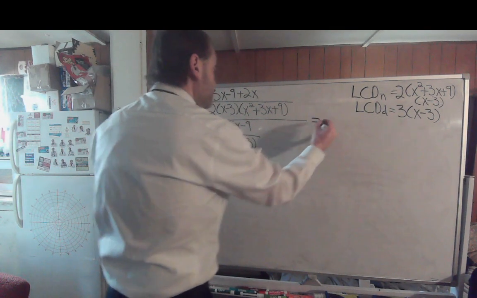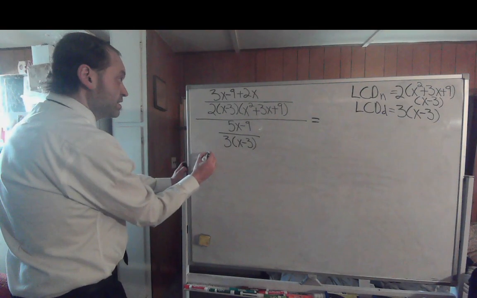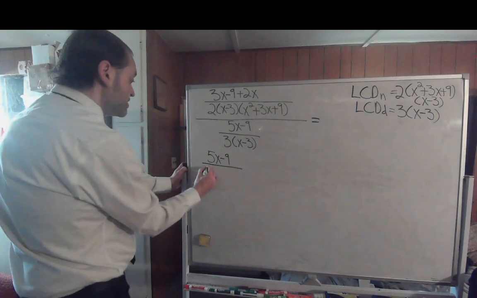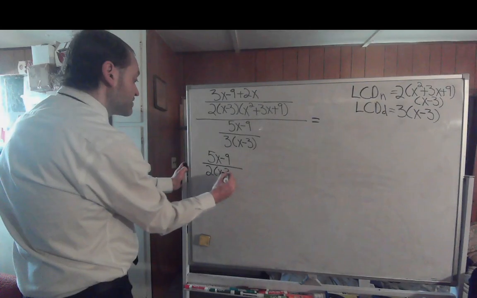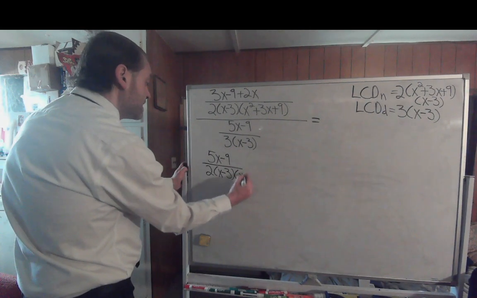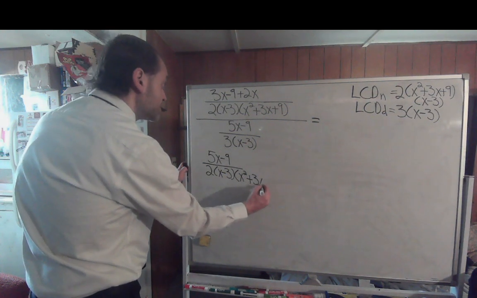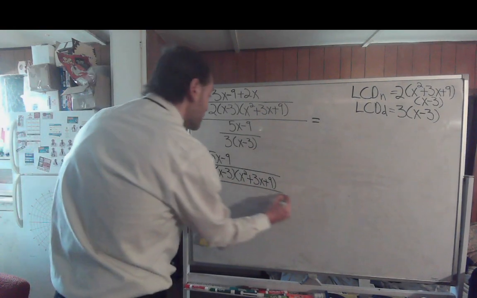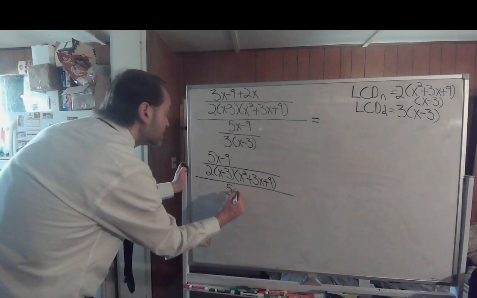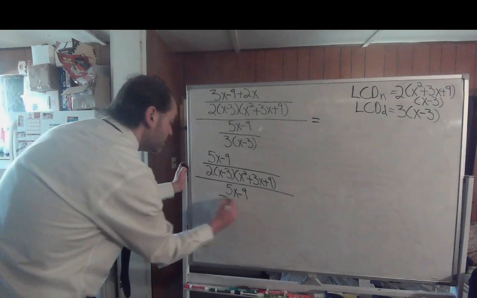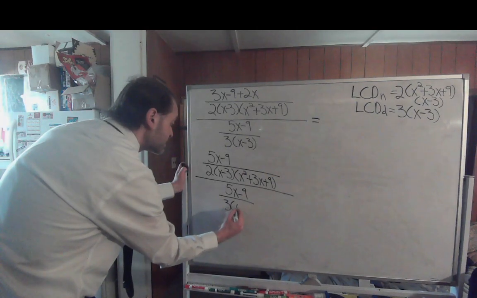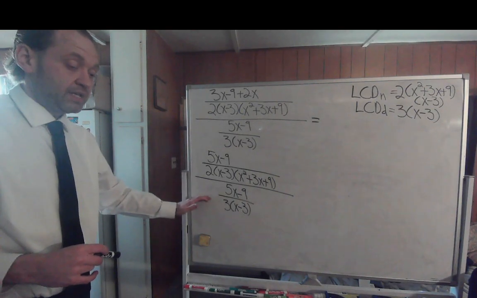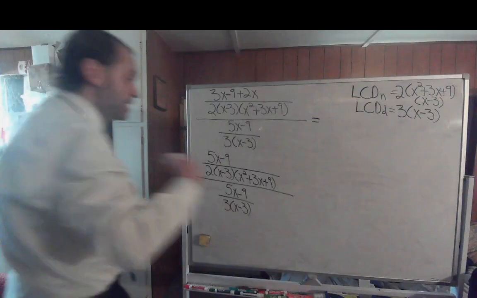Let's simplify the numerator a bit further. You end up getting, well, 5x minus 9 over 2 times x minus 3 times x squared plus 3x plus 9. All that over 5x minus 9 all over 3 times x minus 3. Now you've simplified everything you possibly can. It's time to invert and multiply.